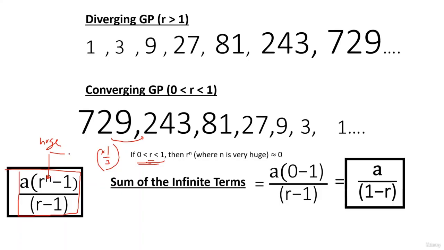So you can remember this formula for a converging GP where the common ratio is between 0 and 1: the sum of the infinite terms is basically a upon 1 minus r. It is the most important thing we need to understand in the case of geometric progression, because these things get applied many times later, in geometry, in probability, and in some questions. So we'll see that.